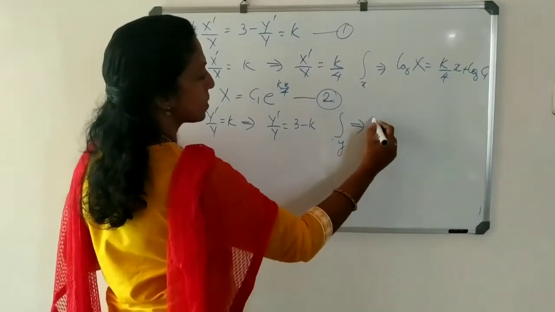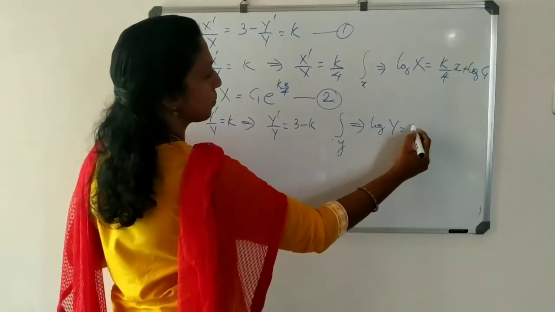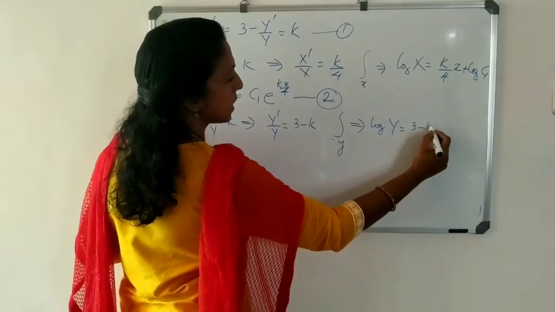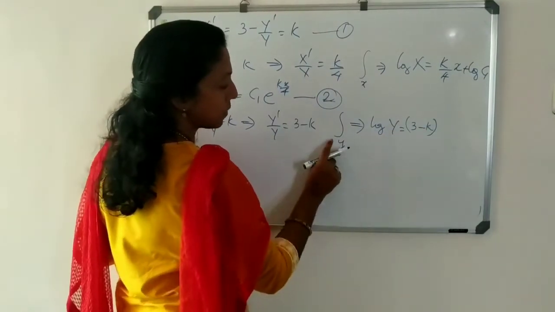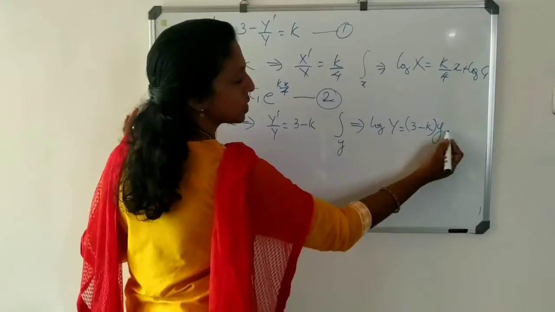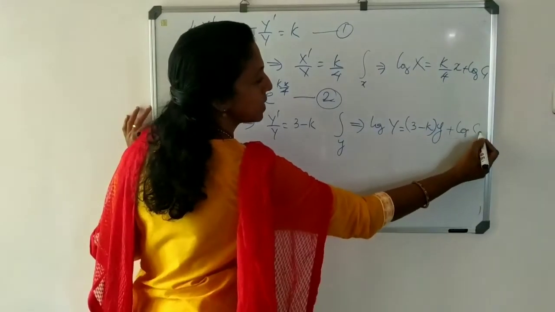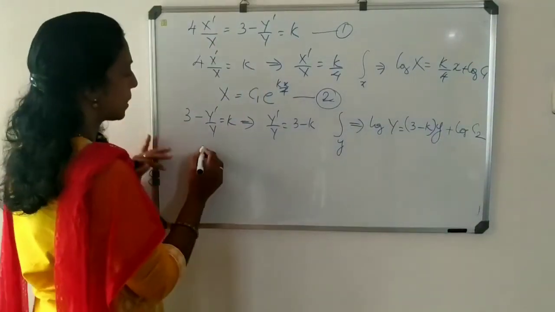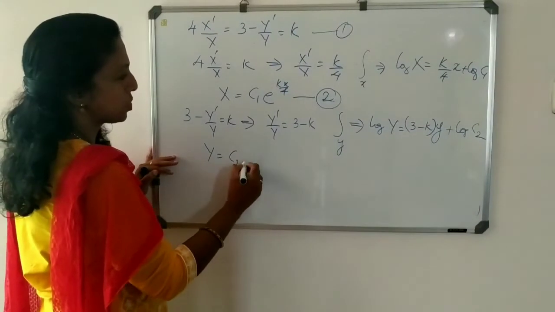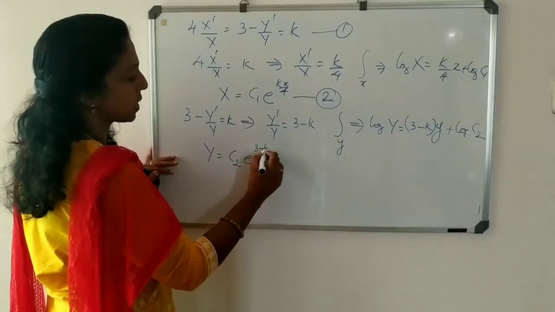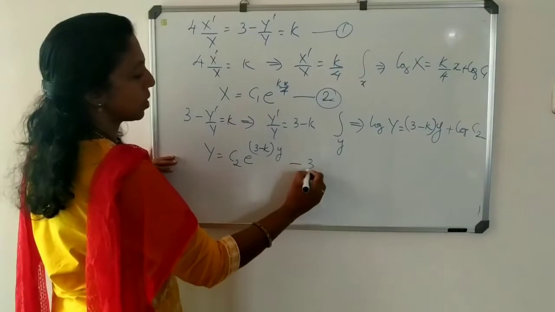So this becomes log Y equal to 3 minus k into y, since we are integrating with respect to small y, plus log c2. Now what is capital Y then? Capital Y is c2 e raised to 3 minus k into y. Take it as equation number 3.